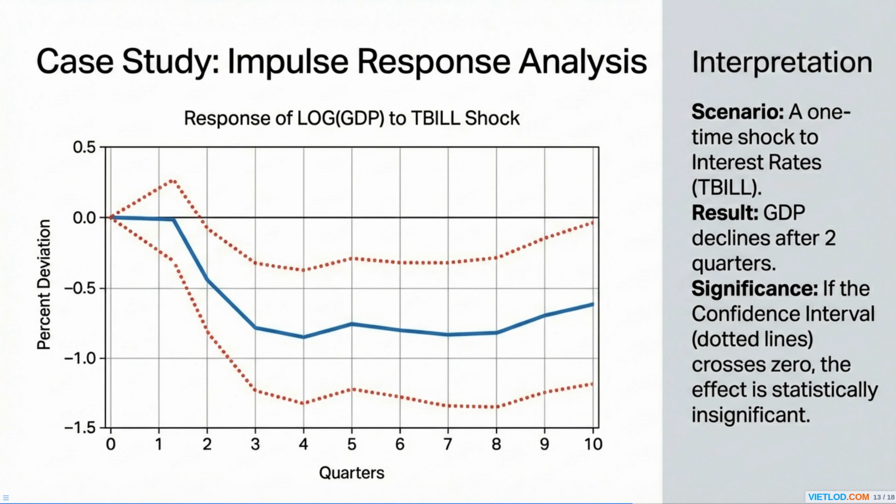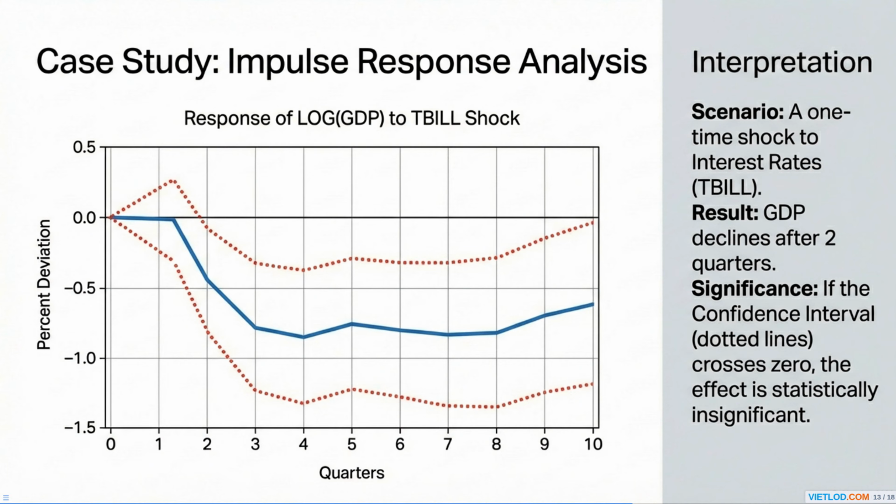Here we analyze the response of one variable to a shock in another. The scenario is a one-time shock to interest rates, represented by the T-bill. The solid blue line shows the point estimate of the response of GDP. We can see that GDP begins to decline after the shock, with the largest negative impact occurring after 2 to 4 quarters. The dotted red lines represent the confidence interval.